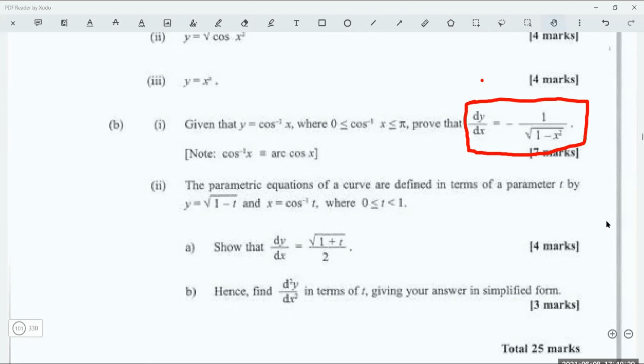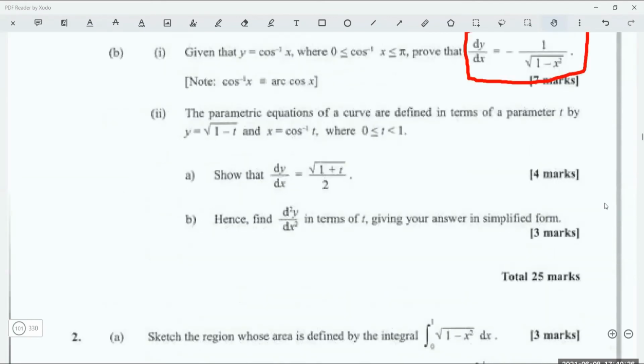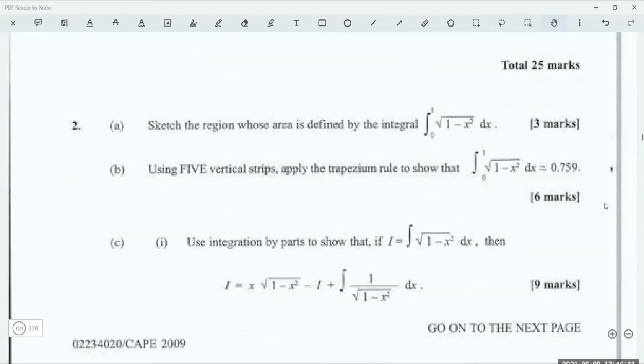All right. Now, on to question two. Let's go down. Question two now, integration, complex numbers. This integration question says, sketch the region whose area is defined by the integral from 0 to 1 of the square root of 1 minus x squared. Now, as we were discussing in class today, there's a way out to sketch the graph. You don't need to know how to sketch the square root of 1 minus x squared. But if you're going to sketch the region, look how you're going to do it.